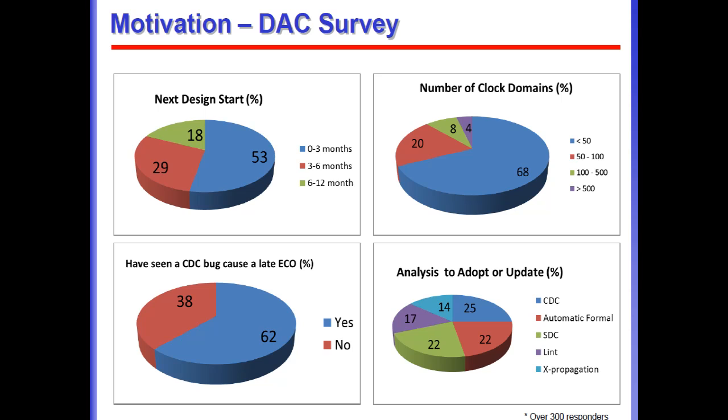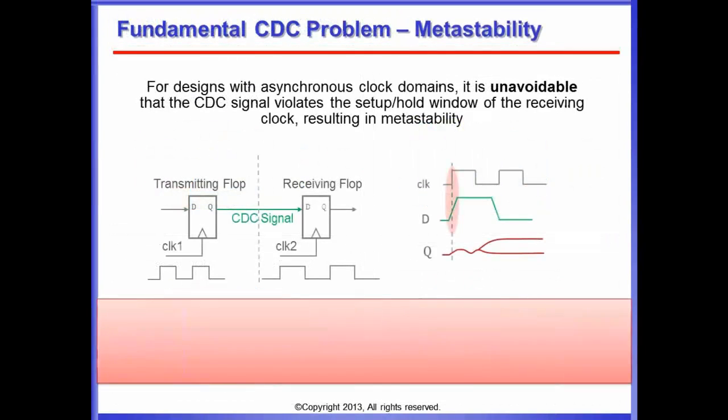Then we asked how many customers had a bug or a late ECO because of a problem in the CDC, and that was about two thirds of them. The last question was what they are going to invest in for the next tool choice, what they want to add to their flow. CDC analysis and verification was on top, followed by automated formal verification. That's just as an intro.